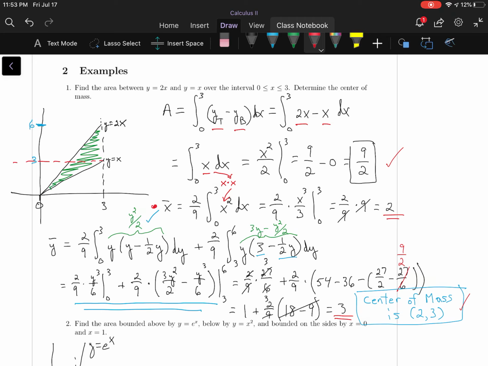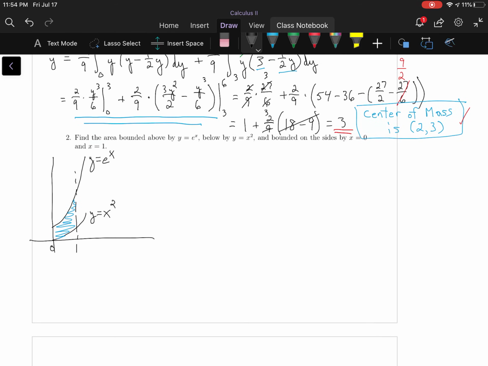So that is the first example. It's showing both types of applications, the area in a region and the center of mass of that region. So just to visualize it, by the way, center of mass, here's x equals 2, and 3 is right about there. So this point is the center of mass. If we were to have this object and balance it right there, it would balance.